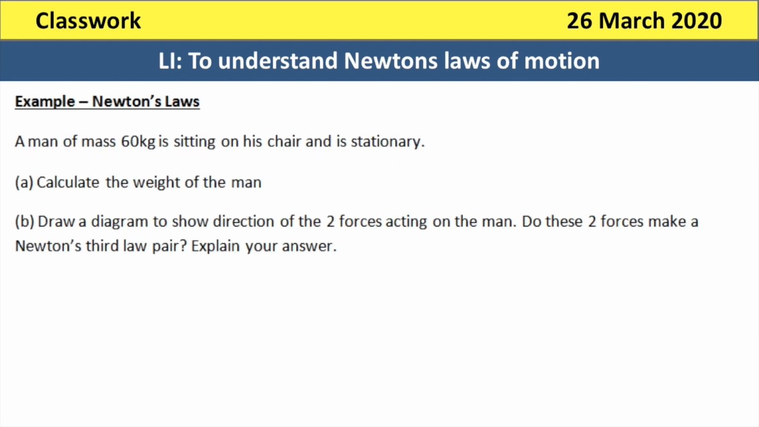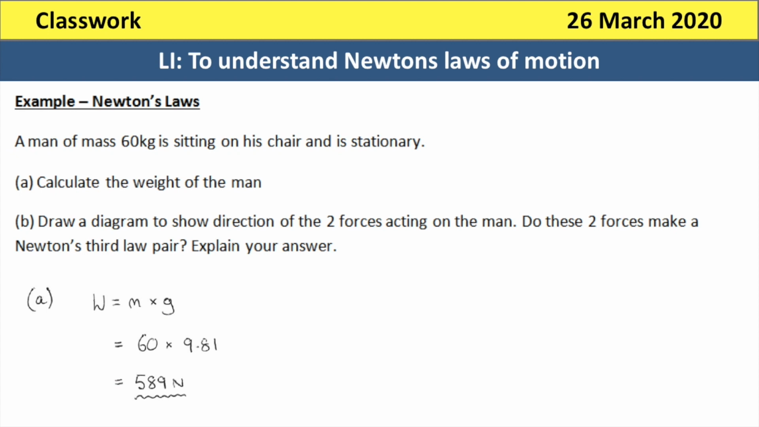So let's look at two example questions then. The first example says a man of mass 60 kilograms is sitting in his chair and he is stationary. The first thing that we've been asked to do is calculate the weight of the man. Very straightforward calculation: we know that weight is equal to mass times gravitational field strength, so we do 60 multiplied by 9.81, which gives us an answer of 589 newtons, no problems.